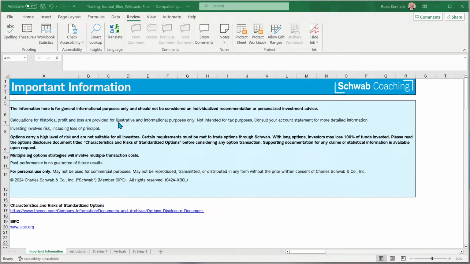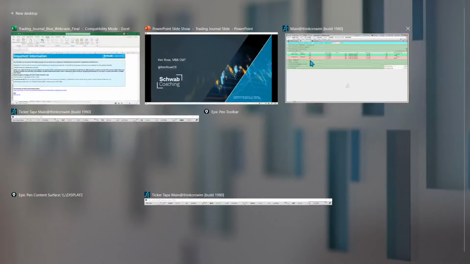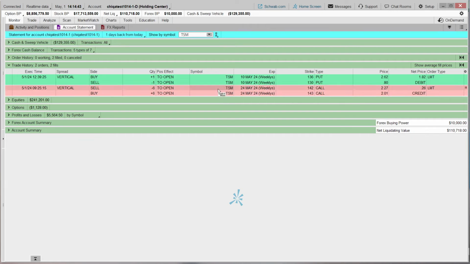Well, with that, why don't we start off by taking a look at a couple of example paper money trades on the thinkorswim platform. Here we have two example trades: a short vertical trade and a long vertical trade. The first one up here appears to be a long put vertical where we purchased the higher strike price at 136 and sold the lower strike price at 130. That's a $6 wide vertical spread and resulted in a debit of $1.82.